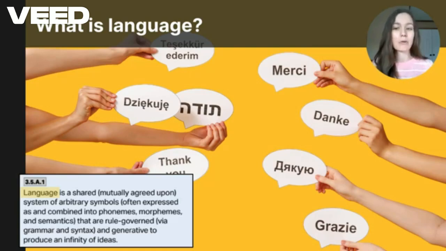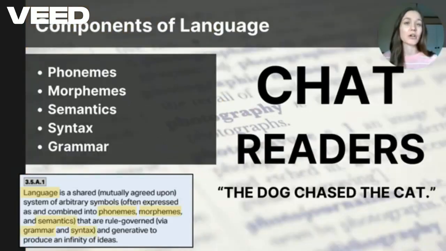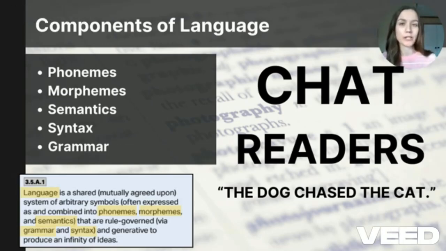And in this video, I will break down the different components of language and how we have acquired language. Speech and language are made up of several components that work together to make meaning. The College Board wants students to be familiar with these components of speech and language: phonemes, morphemes, semantics, syntax, and grammar. Phonemes are the smallest unit of sound in language.